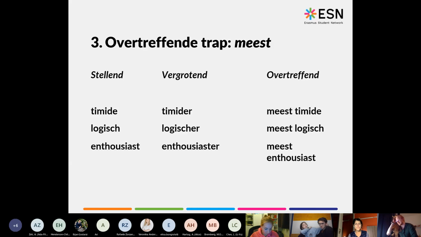So yeah, it's never wrong to use meest something. So use that when you think, that's kind of weird. So meest timide, meest logisch, meest enthousiast. Most timid, most logical, most enthusiastic.